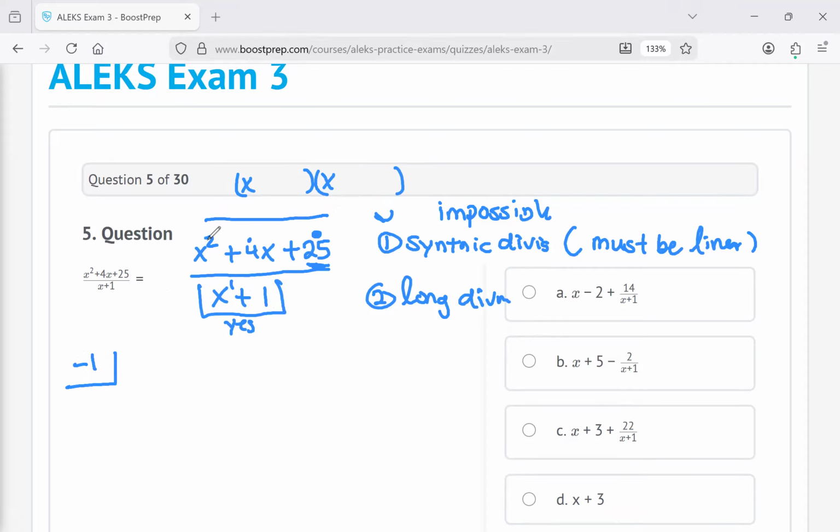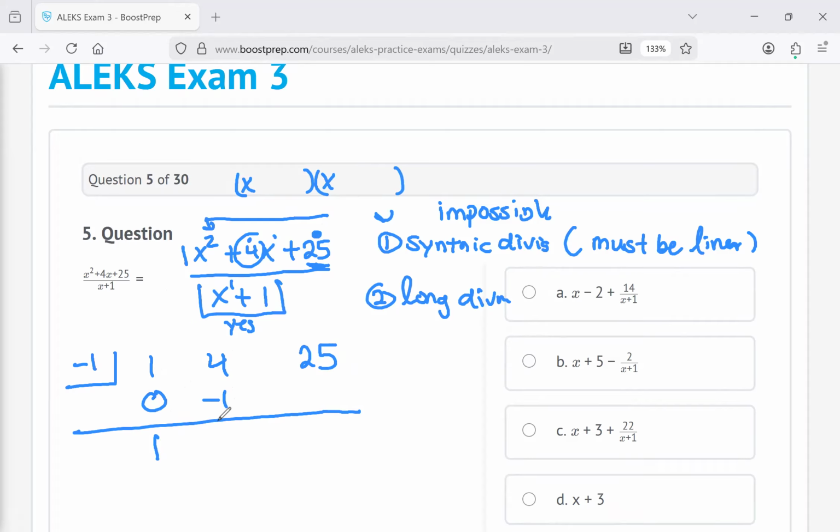Are we missing any powers? We have an x squared, an x to the 1, and a constant. Nothing's missing. Then what we do is only use the coefficients. Starting with the highest power, x squared, what is the coefficient? 1. Then the x has a coefficient of 4, and then the constant. The horizontal line goes over, and then put a placeholder 0 under the 1, and then add them up vertically. So what's 1 plus 0? 1. What's 1 times -1? -1.